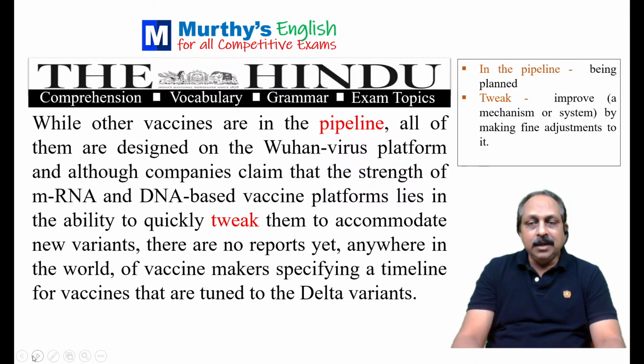And although companies claim that the strength of mRNA and DNA based vaccine platforms lies in the ability to quickly tweak them to accommodate new variants, there are no reports yet anywhere in the world of vaccine makers specifying a timeline for vaccines that are tuned to the Delta variants. It talks about all these vaccines being based on the initial virus. There's one important word over here, tweak. Tweak means improve by making fine adjustments to it. They can deal with the new variants, but no company has come up with the statement saying that they would bring out a new vaccine to deal with Delta variants.